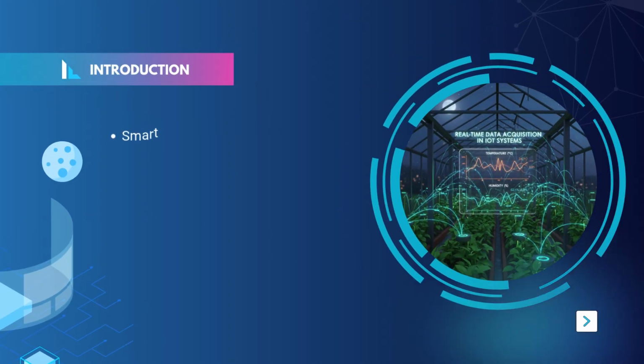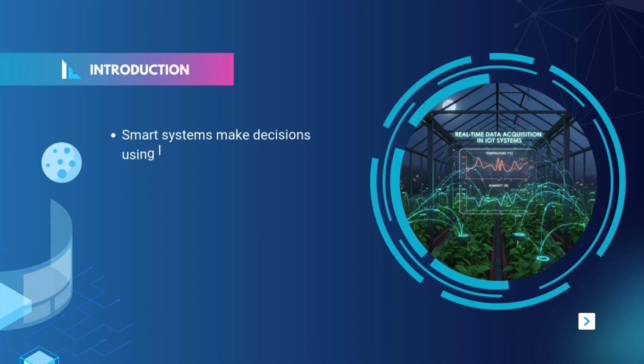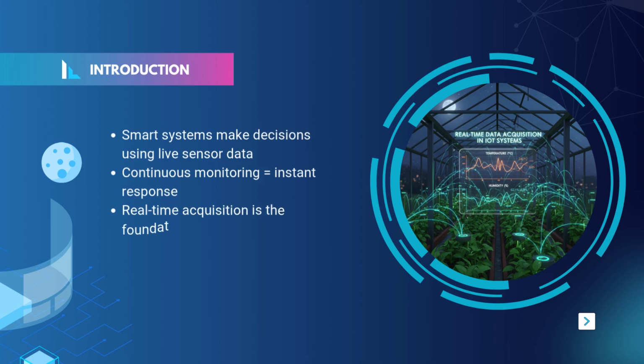Imagine a smart greenhouse that automatically adjusts its temperature, lighting, and humidity levels, all without human intervention. How does it know when to act? The secret lies in real-time sensor data. In embedded and IoT systems, reading data in real time means continuously collecting information from sensors, processing it instantly, and making quick decisions, whether it's turning on a motor, adjusting brightness, or sending a notification to your phone.